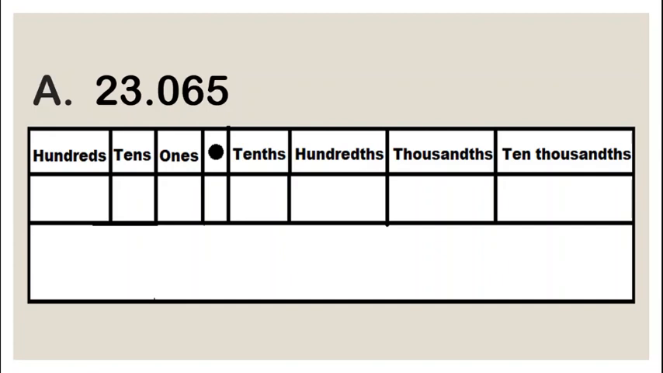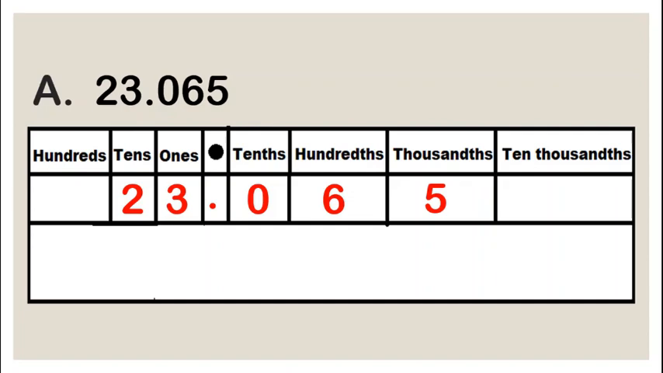We have 23.065. The first thing we need to do is to write the following in our decimal place value table. 2 is for tens, 3 is for ones. Do not forget the decimal point. 0 for the tenths, 6 for the hundredths, and 5 for thousandths. So how do we write the following decimal number into words?